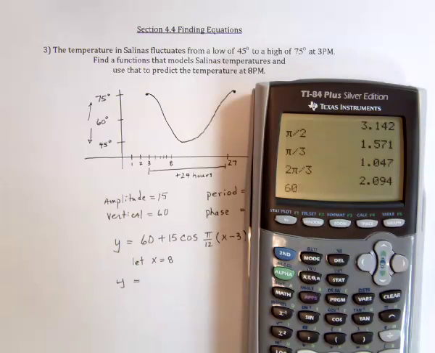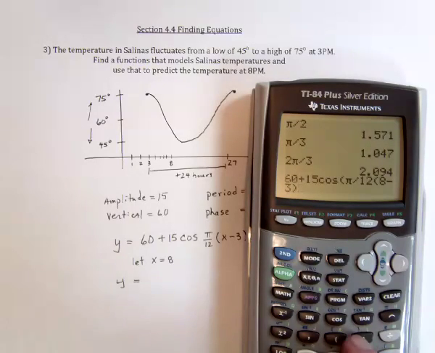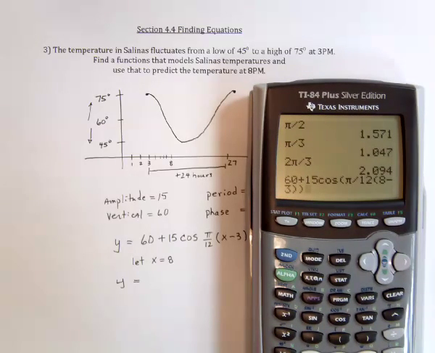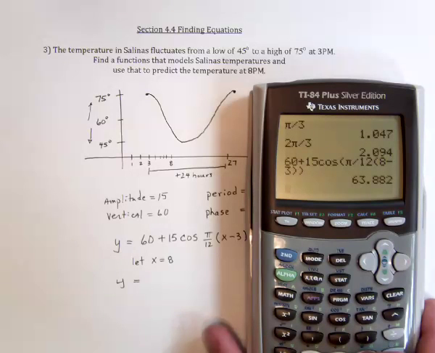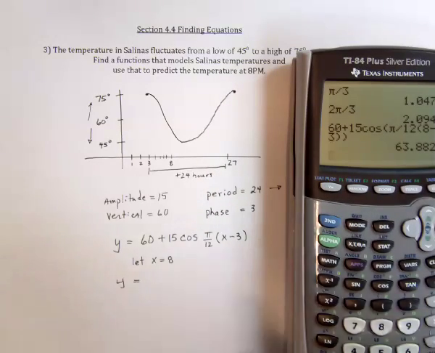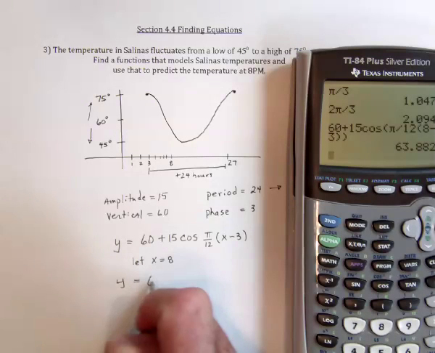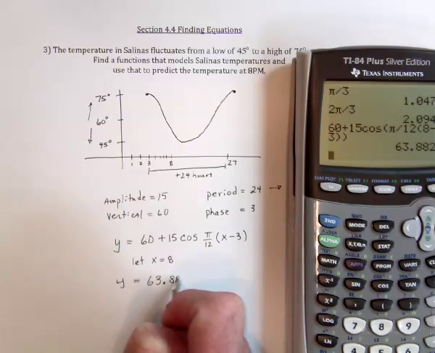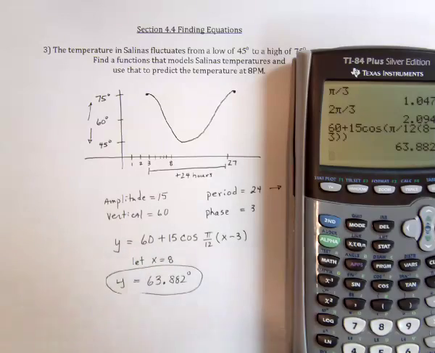so 60 plus 15 cosine, the pi divided by 12, and then x, which is an 8, minus 3. Oh, so that right there is saying the 5 hours later. And then evaluate, and it's about 63 degrees, which would be a pretty warm night for Salinas. So it's 63.882 degrees at 8 p.m.